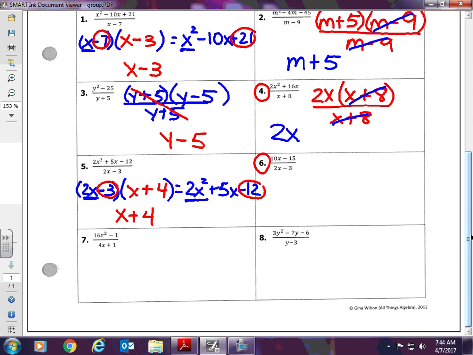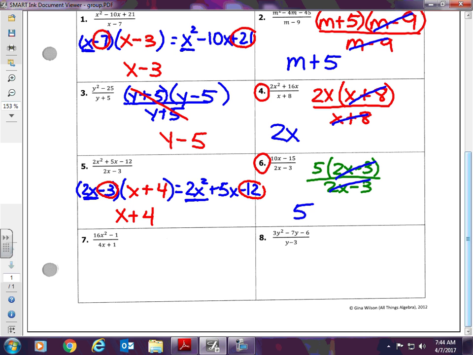Number 6 is another one of those GCF problems, so the shortcut does not work. You have to factor the top, so you have to take that GCF out. 10 and 15 both have the common factor of 5, so that's our GCF. When we take that out, we end up with 2x minus 3, and then 2x minus 3 is on the bottom. So you can tell that the factors that are going to cancel are the 2x minus 3. The answer to this problem is just 5, because that's all that's left after you cancel out.